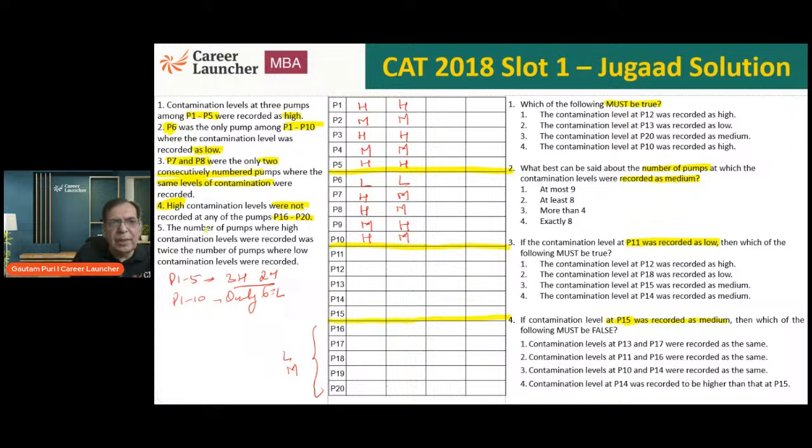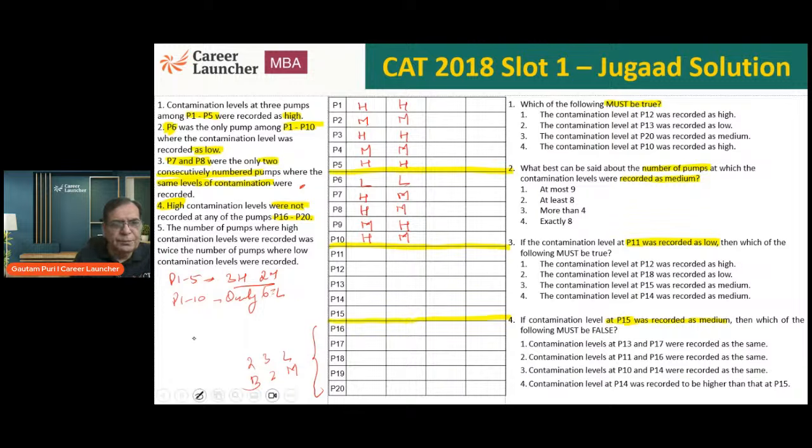The number of pumps, statement 5, the number of pumps. Okay, but one more thing. This means either it will be 3 low and 2 medium or 2 low and 3 medium because they cannot be consecutive. Statement C tells us no 2 consecutive pumps can have the same level of contamination. So it will either be low, low, low, or it will be medium, medium, medium, and the other 2 will be the other one. Okay. So this should be clear.